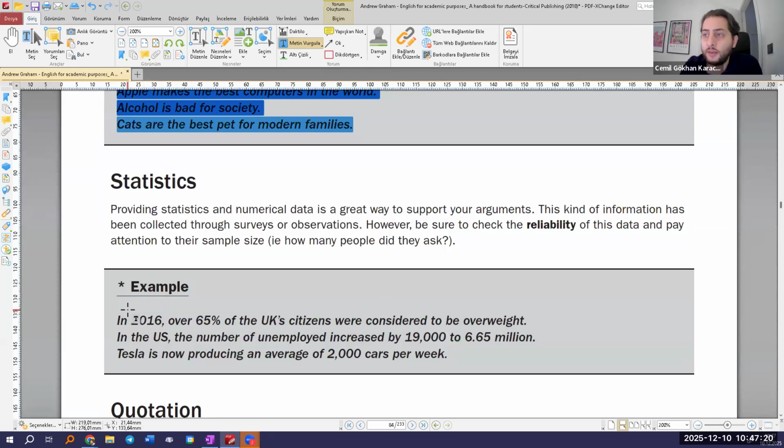In 2016, over 65 percent of UK citizens were considered to be overweight. In the US, the number of unemployed increased by 19,000 to 6.65 million. Tesla is now producing an average of 2,000 cars per week. So we have to check the reliability of those, right? To believe that, or to use it in our own studies, papers, presentations, projects, same thing. And we should be careful.